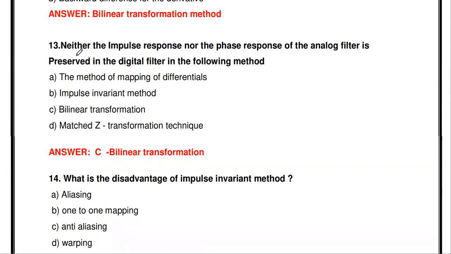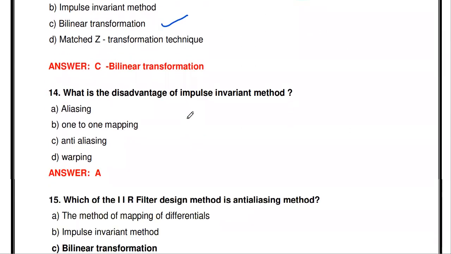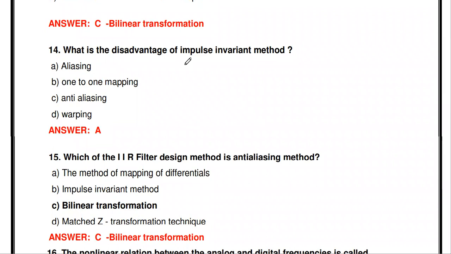The next one: neither the impulse response nor the phase response of the analog filter is preserved in the digital filter in the following method. In which method are the impulse response and the phase response of the analog filter not preserved in the digital filter? In bilinear transformation, neither the impulse response nor the phase response is preserved. Then the next one: what is the disadvantage of the impulse invariant method? The impulse invariant method we already discussed in the previous video.